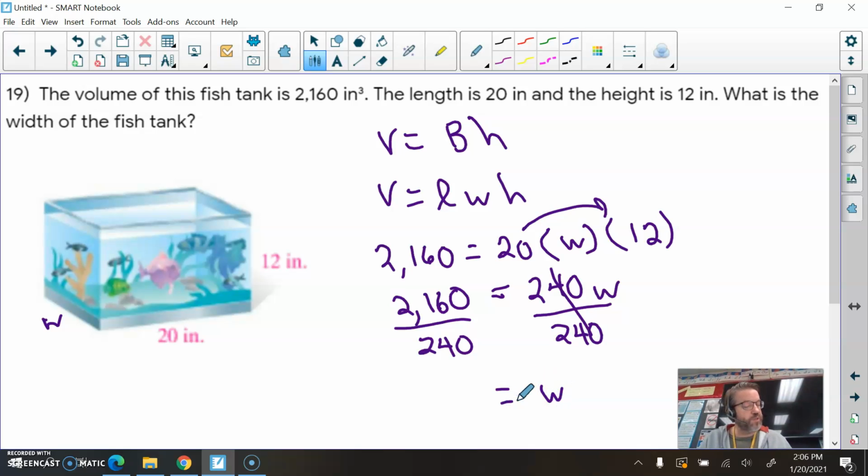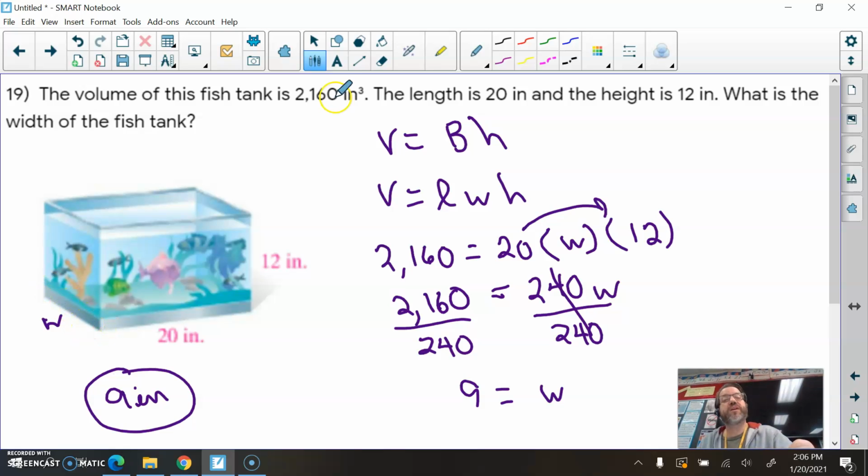Let's see what it is. 2160 divided by 240 equals 9. The width is 9. Now, what's my label? Well, the width would be 9 inches. It's not cubic inches because we're not finding the volume. We're just finding this missing measurement here. We're already given the volume. So 9 inches, that's our missing width. You can check that answer when you're done by taking 9 times 20 times 12, and it should equal 2,160 when you do that.